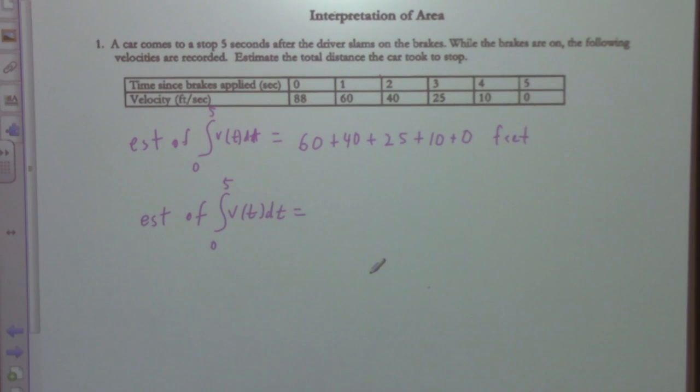No, it's like the line between the 0 and 1s where I mark it. Okay, I'll put the answer to this one. The answer to this one is 88 plus 60 plus 40 plus 25 plus 10 feet.